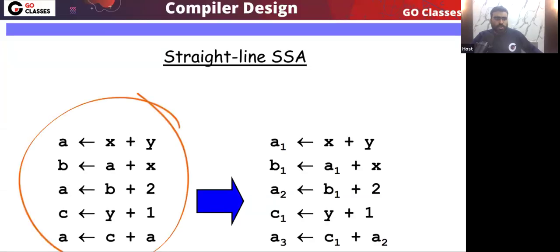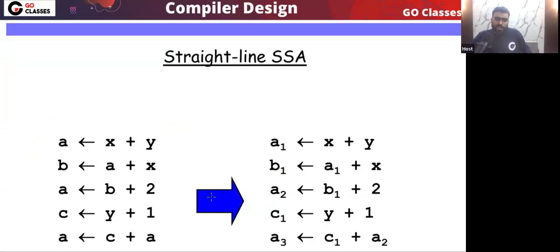If this is your code, then you can convert it into SSA. Very easily, all you have to do is renaming. Assign to a fresh variable every time. Don't assign to the same variable more than one time. Just use different names. So assign to a new variable every time.